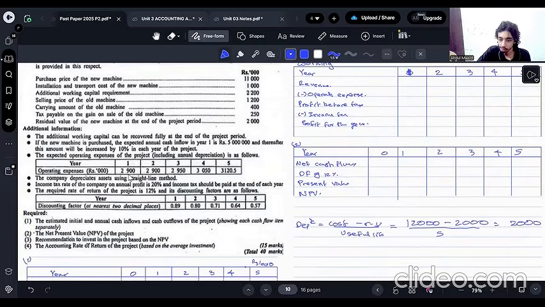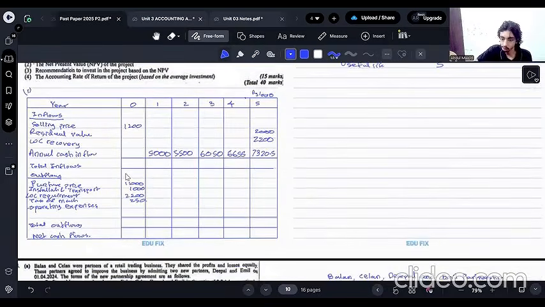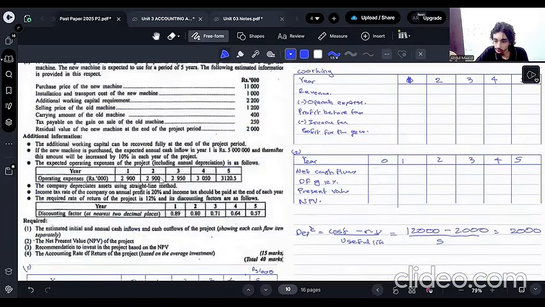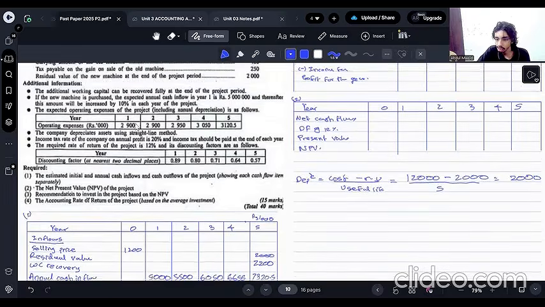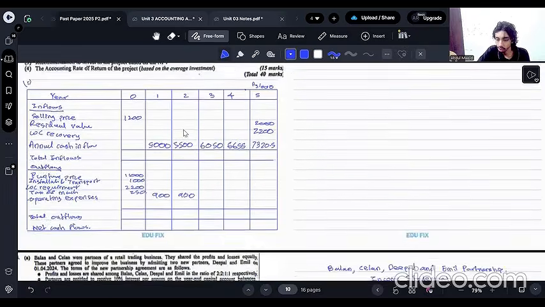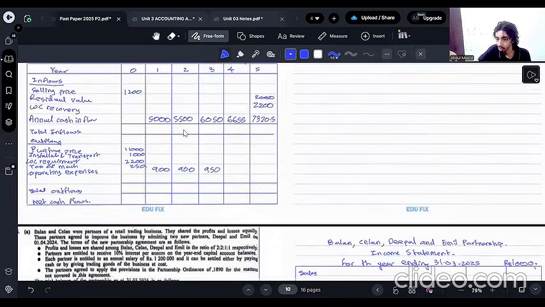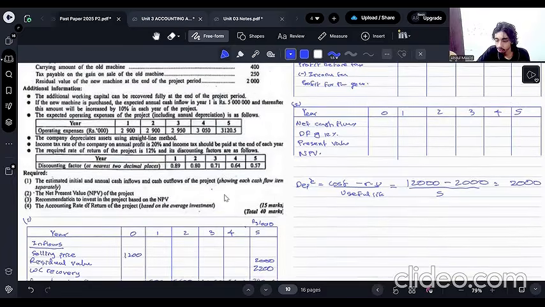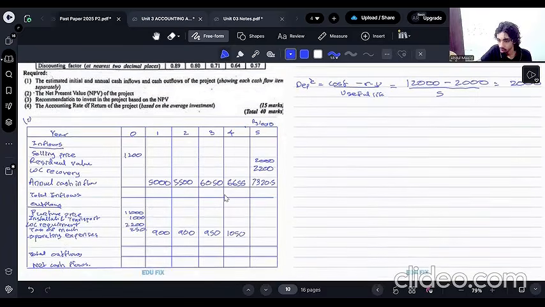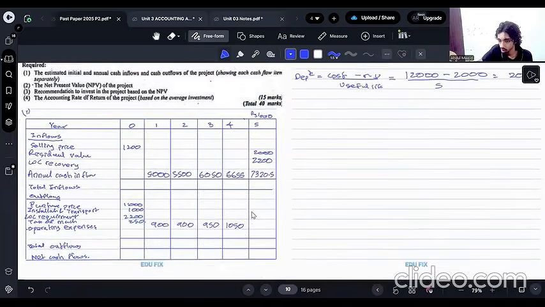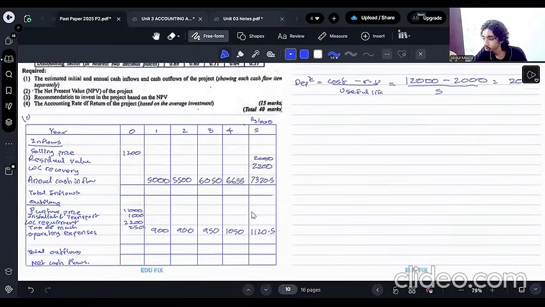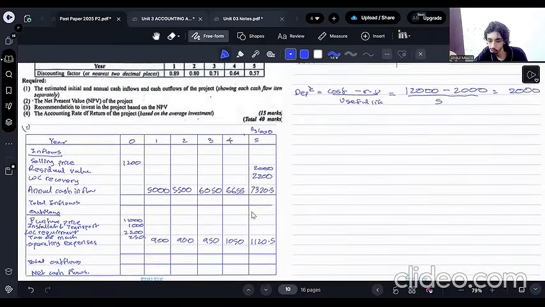Then if you remove depreciation from this, 2,900 minus 2,000, that's going to be 900 for year 1. Then for year 2, again 2,900 minus 2,000, 900. Then for year 3, it's going to be 2,950 minus 2,000, that's going to be 950. Then year 4, it's going to be 1,050. And year 5, it's going to be 1,120.5. Now you have to find your tax expense of each year.